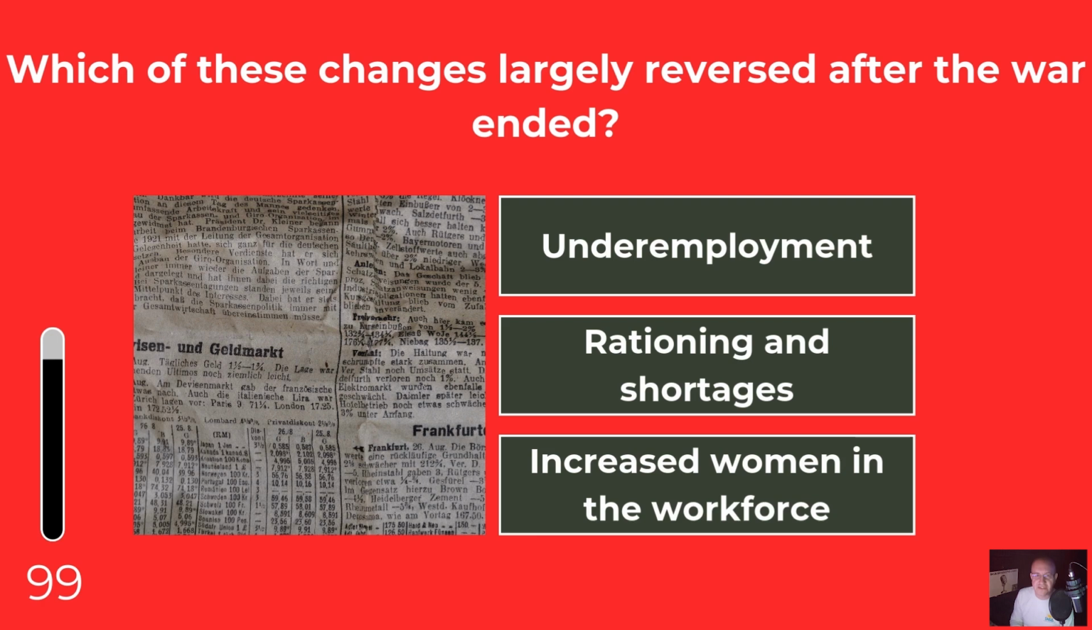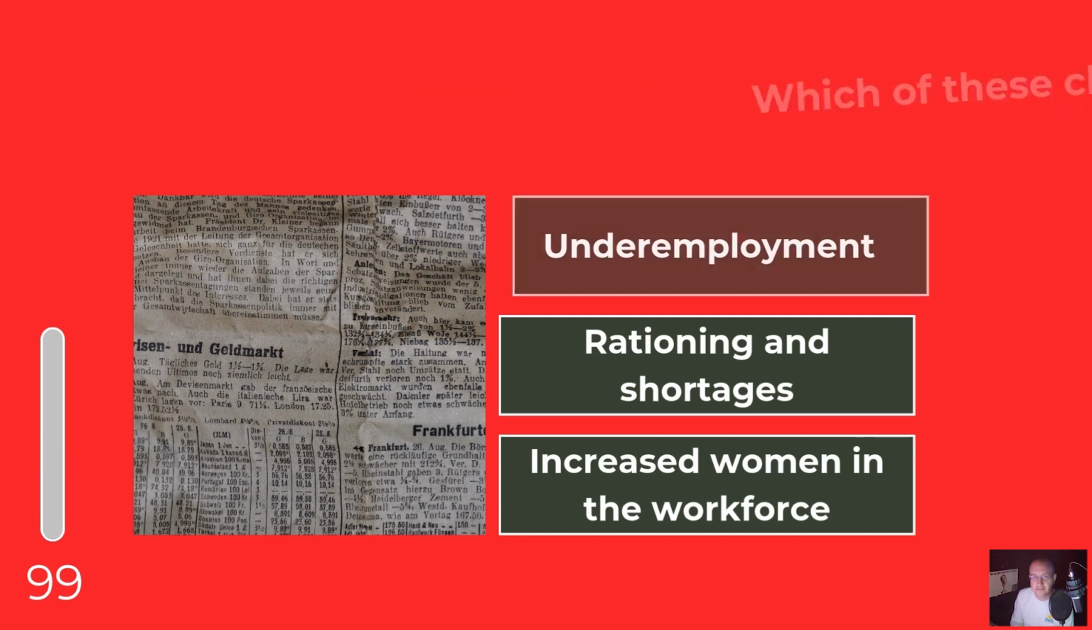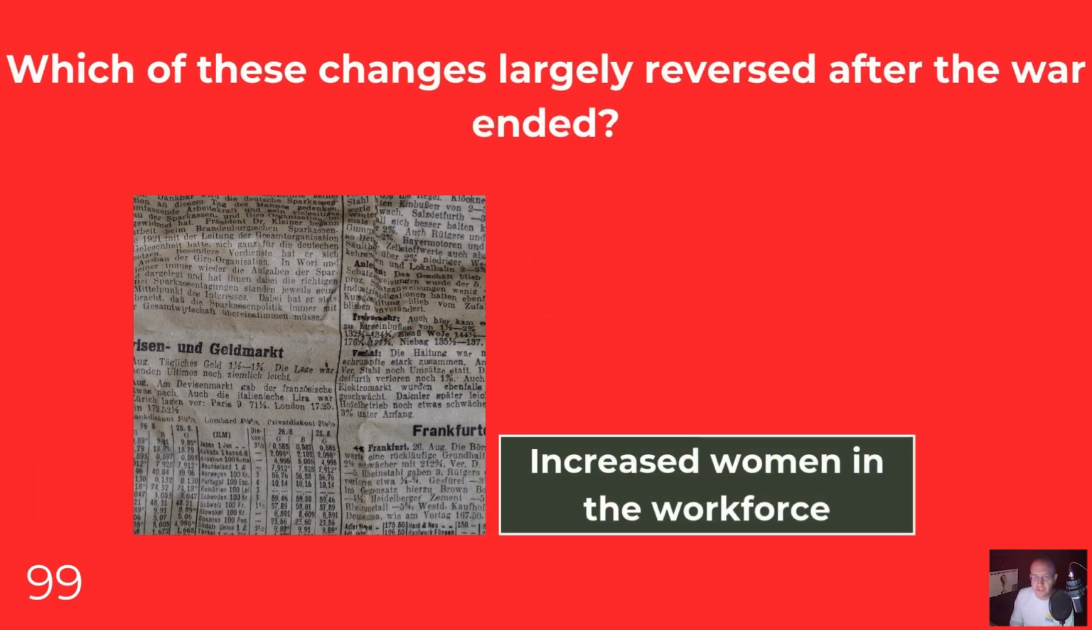Which of these changes largely reversed after the war ended? Was it underemployment, rationing and shortages, or increased women in the workforce? It was increased women in the workforce.